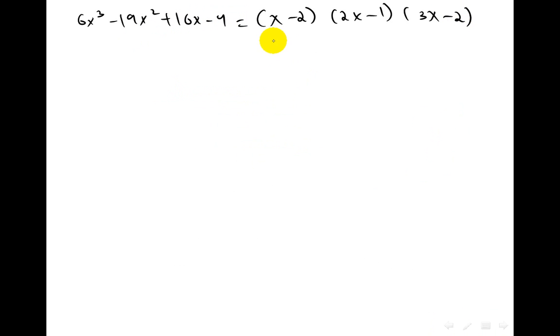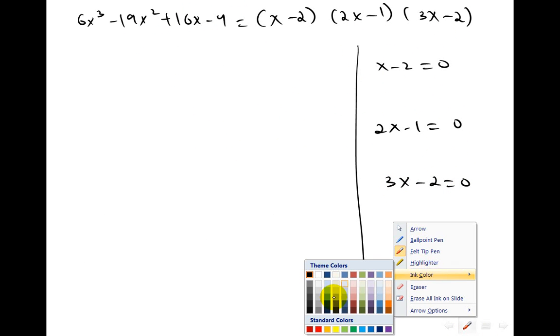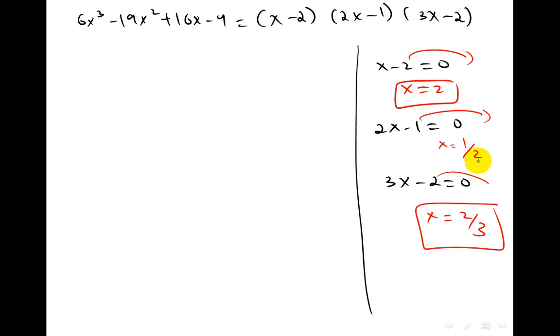Okay, so now from these three different factors I want you to find the zeros. So x minus 2 equals 0, or 2x minus 1 equals 0, or 3x minus 2 equals 0. Here we'll have three different values for x. The first value will be x equals 2, and here 2x equals 1, where x will be half, and here 3x equals 2, where x will be 2 over 3. So now you have three different x-intercepts. These are my x-intercepts.